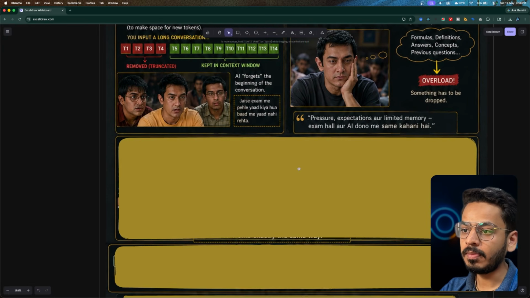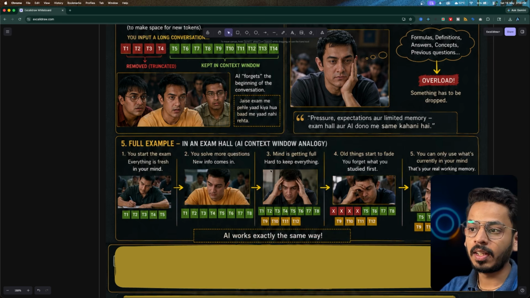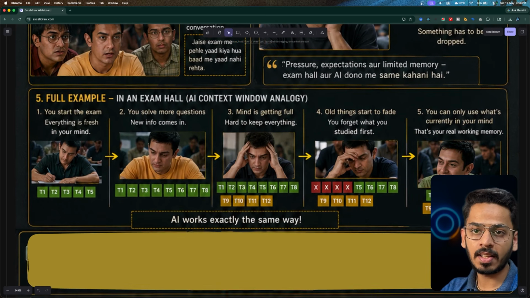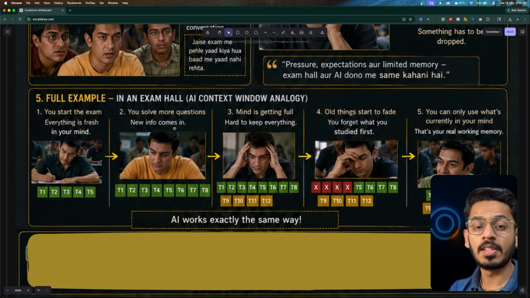Okay, next, giving a full example. In the exam hall, you start an exam fresh, everything is fresh in your mind. So you have some initial set of context which is already pre-fitted in your mind. You solve more questions, so new information comes in. You are picking up a question, you think about it, you analyze it. Some more tokens are getting into the context window, new information is coming.